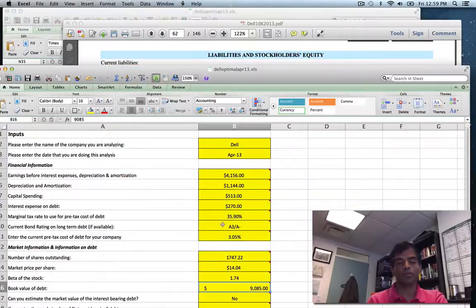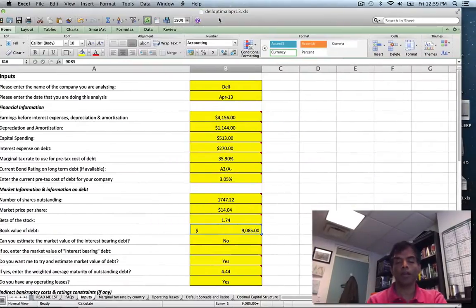3,843 plus 5,242 is the 9,085 million that I've entered there. That's a book value of debt. Then I ask you whether you can estimate the market value of debt.